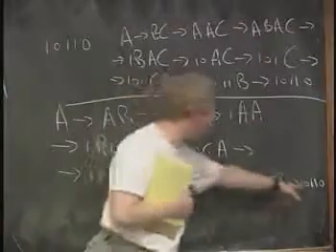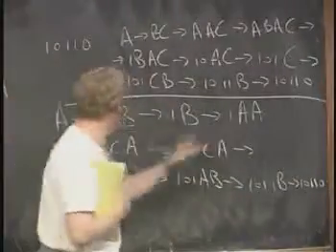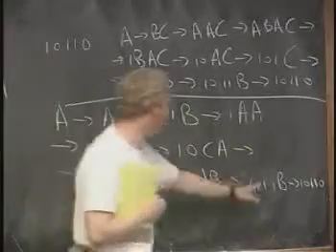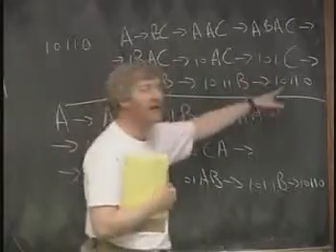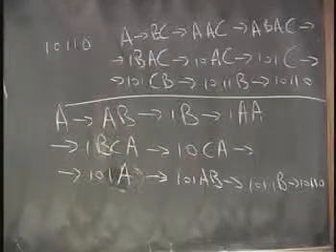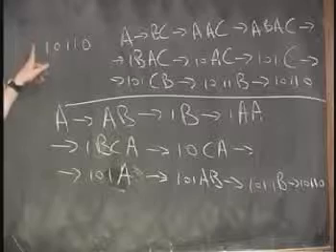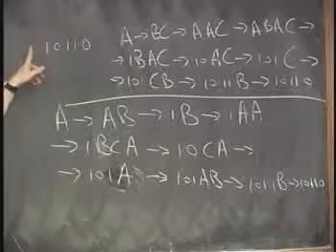There better be the same number of steps. 1, 2, 3, 4, 5, 6, 7, 8, 9. Same number of steps every time. It's always twice the length of the string minus 1. Okay, now why is that?